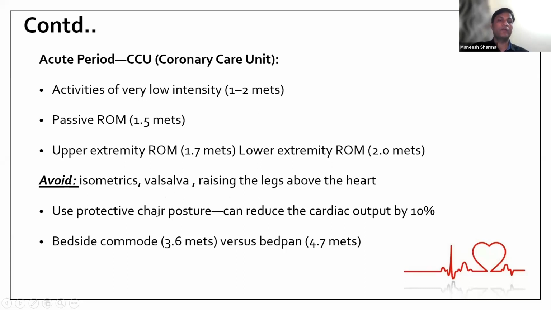The patient can use a protective chair because it reduces the cardiac output by 10%. And the patient can use the bedside commode because it consumes less energy, 3.6 METs, versus the bedpan, which consumes more, 4.7 METs. So bedside commodes are more preferable than bedpans in this phase.